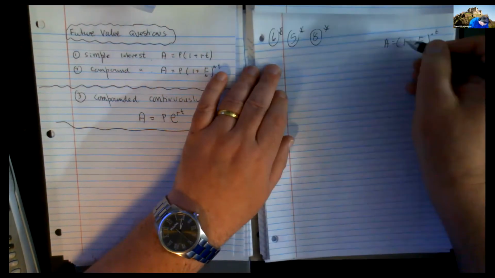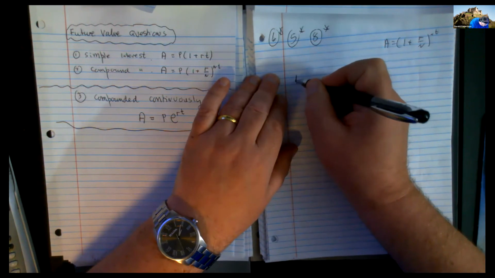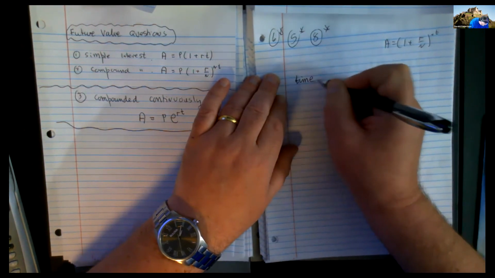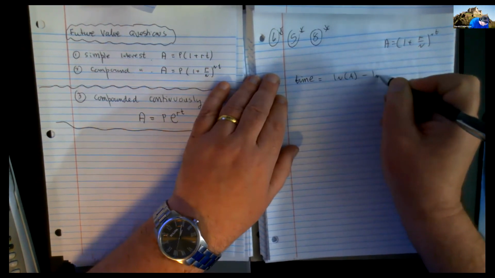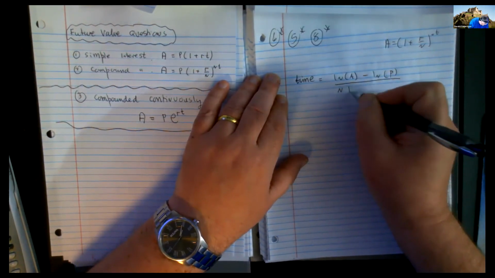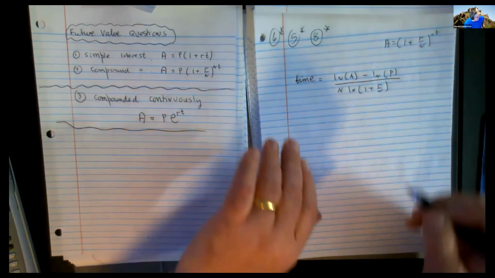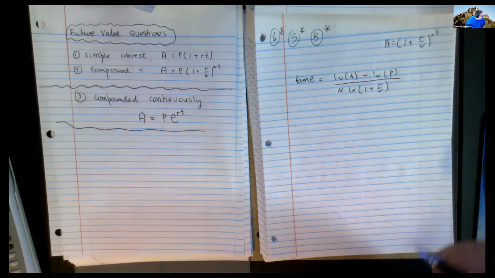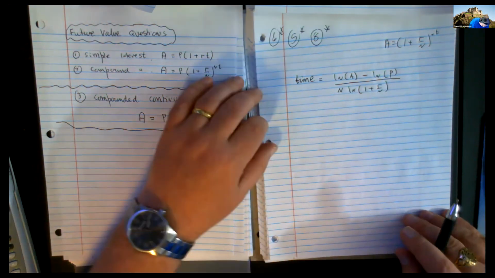When you do question 8, it's just like 5 and 6. You are going to do the time taken. And it's going to be natural log of A, take away natural log of P, all over this guy. Now, in question 8, there's an A, a B to do. So let's start with A.